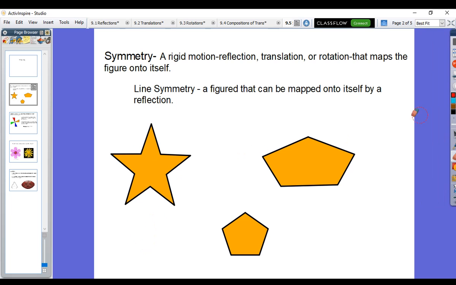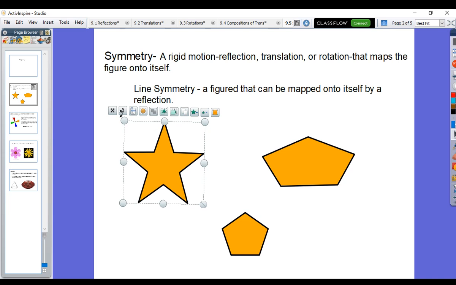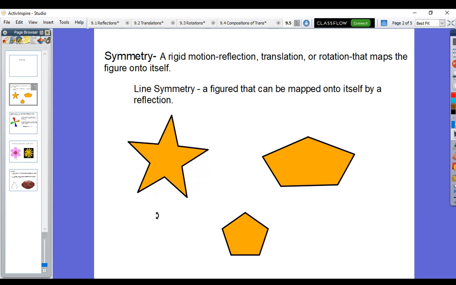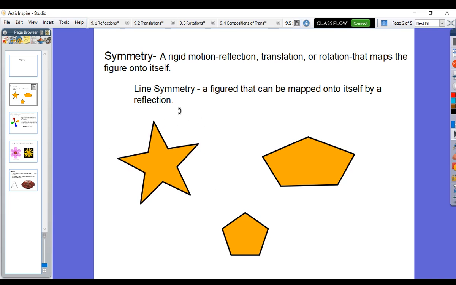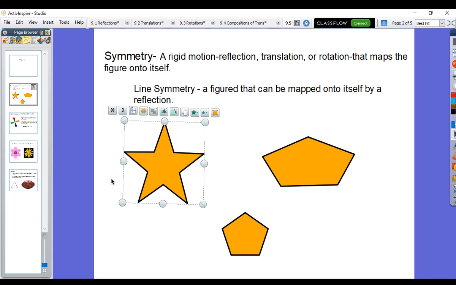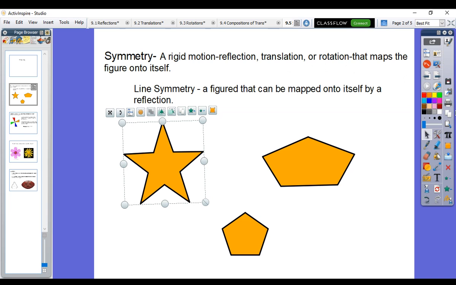Now translation's a little bit different. This is not as easy to translate, so we don't have translation symmetry here, but we do have rotation symmetry. I can turn this and it looks the same. I can turn it 1, 2, 3, 4, 5, 5 different times, and it still looks like a star. So it has reflection and rotation symmetry.